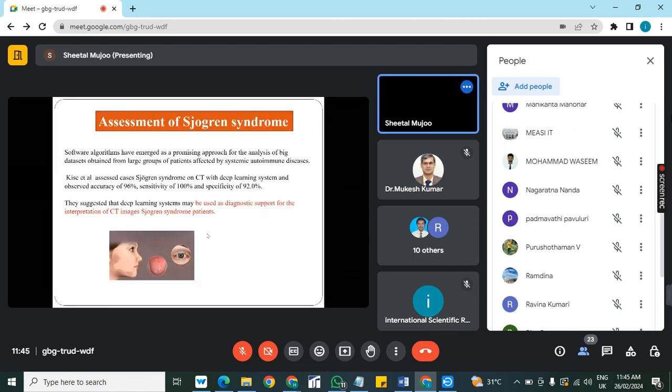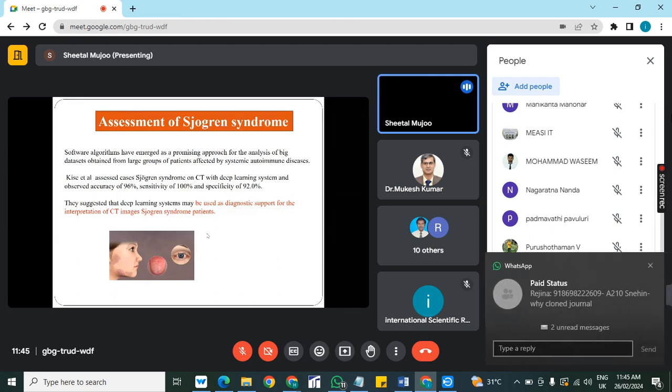Sjogren syndrome. We all know it is an autoimmune disease, right? Now, there are software that have emerged. It has not been done yet, and we cannot use it for all autoimmune diseases right now. But the research is going on.